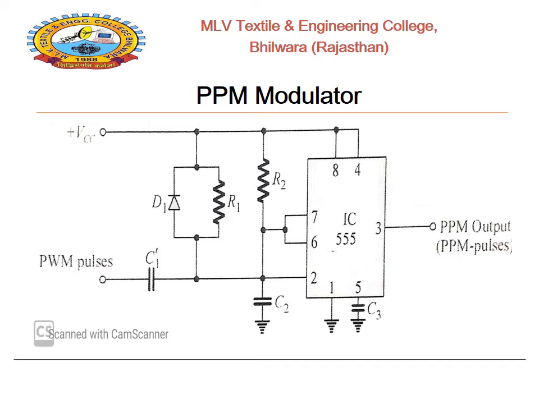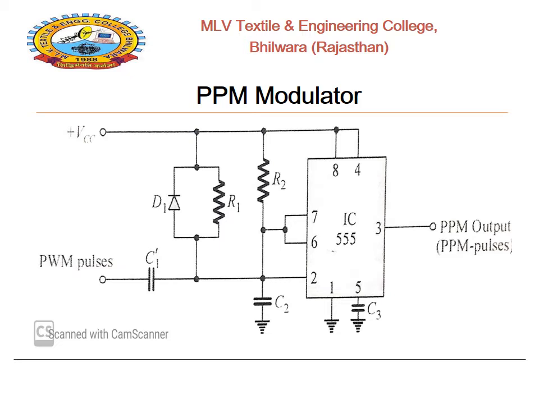That is the circuit diagram of the PPM modulator. In the previous slide we discussed that in PPM, the position of the pulse is identified according to the trailing edge of the PWM signal. So it is concluded that PPM is basically generated from PWM, pulse width modulation.